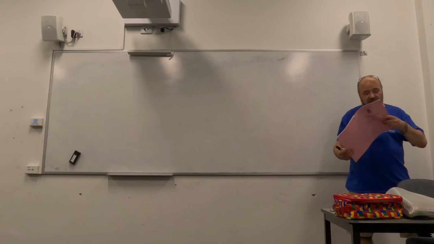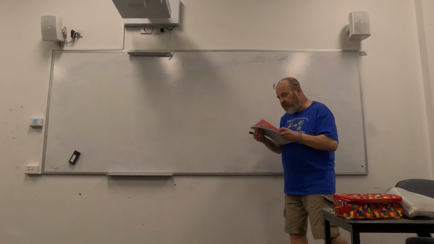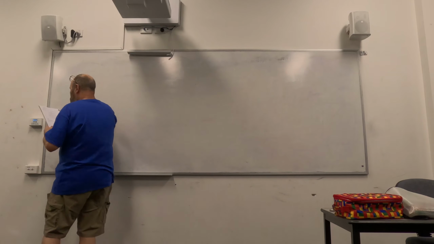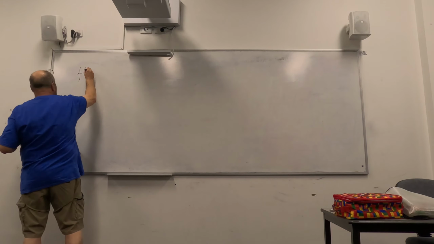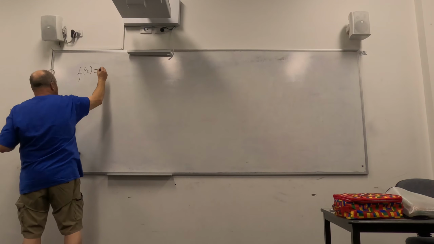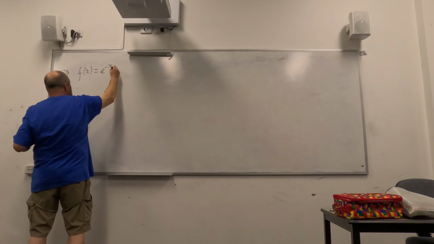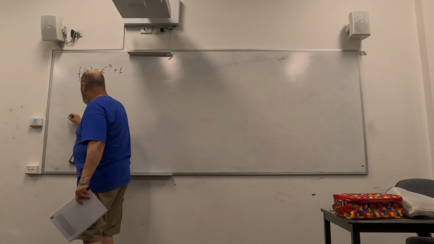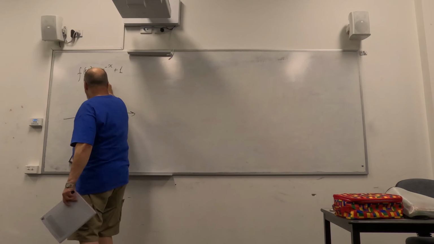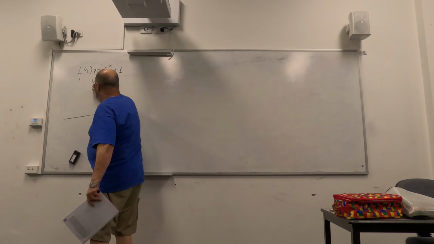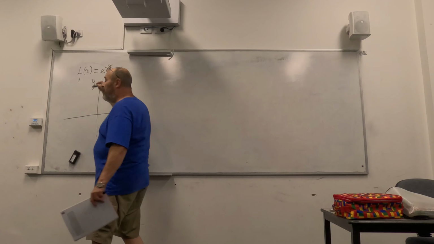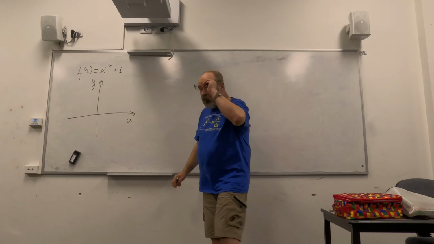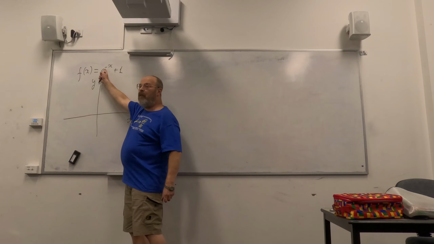And we have example 3. Sketch the graph of f of x equal e to the power negative x plus 1. First, oh, that's not a log graph, it's e to the negative x. Okay. What transformation is this?